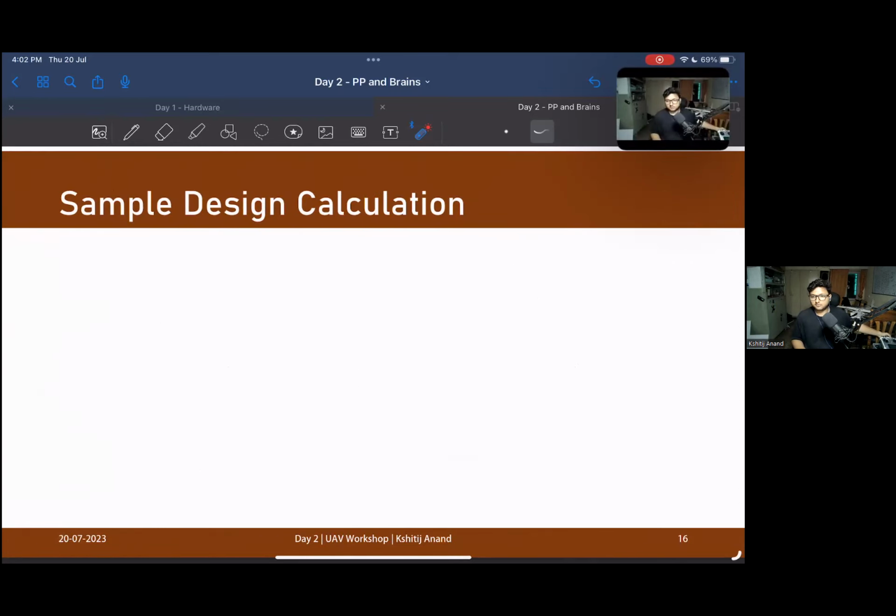So are you guys ready for one sample design on how we design an aircraft? I'll do the sample calculations for you.